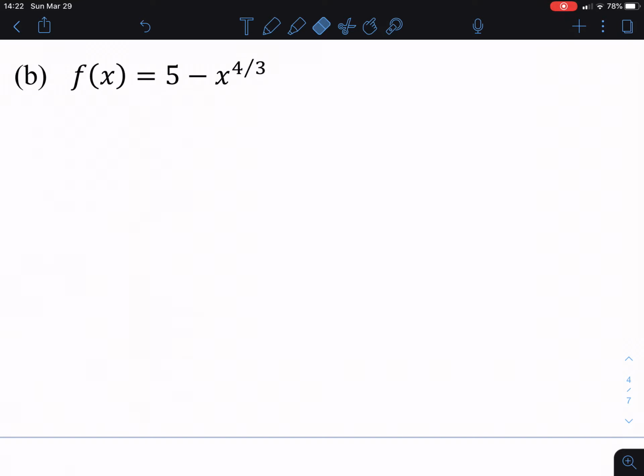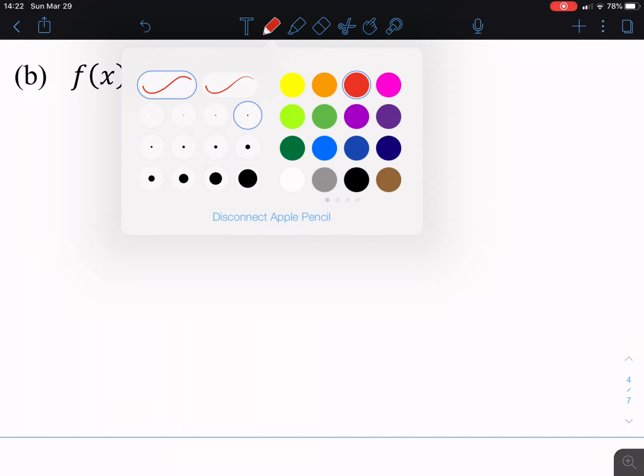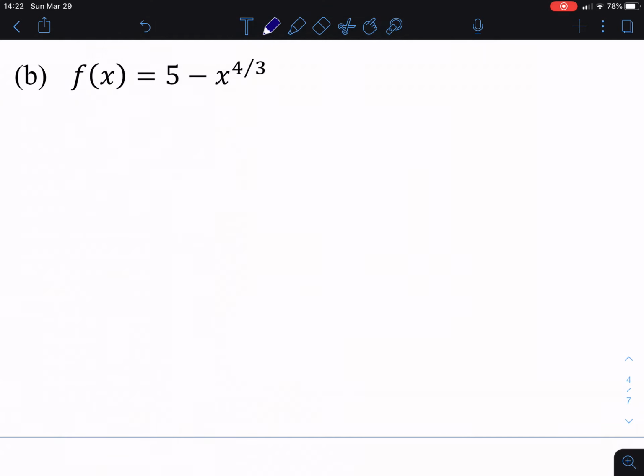Okay, in this example, we're going to look at a function with a rational exponent. And again, we are going to find the intervals where the graph of the function is concave up, where it's concave down, and also where there are any inflection points. All right, so we're going to go ahead. Since we're dealing with concavity, I need to get to the second derivative.